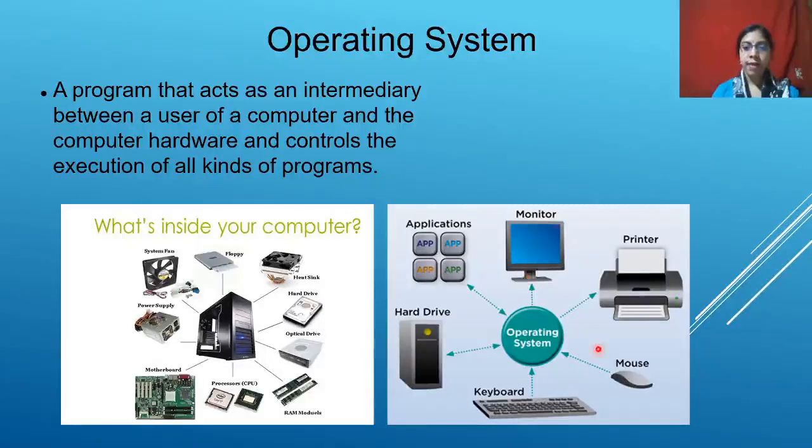In this diagram we can see in between there is an operating system, and the operating system manages and controls various input-output devices like monitor, printer, mouse, keyboard, various application software, and the hard drive or hard disk. The operating system recognizes the input from the keyboard or the mouse and sends it to the monitor or the printer. Similarly, it also keeps track of the various files and folders on the hard disk.